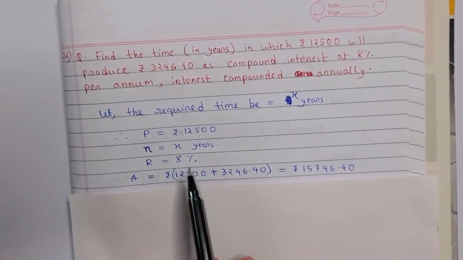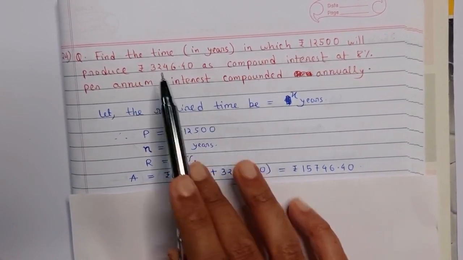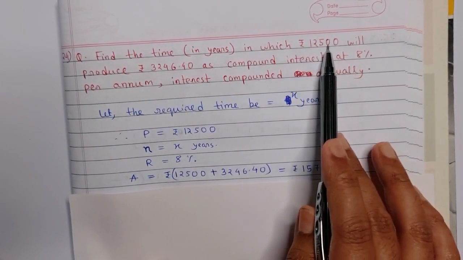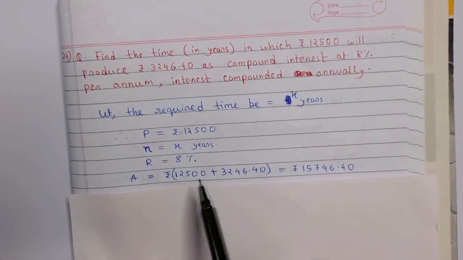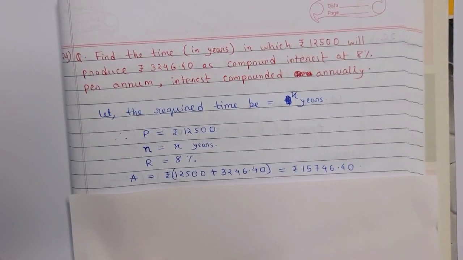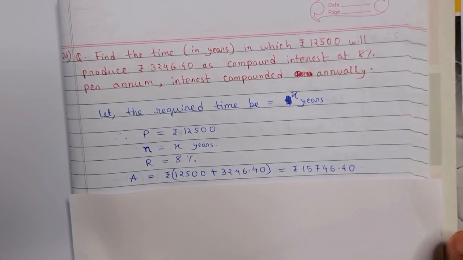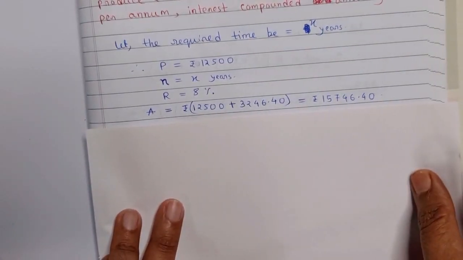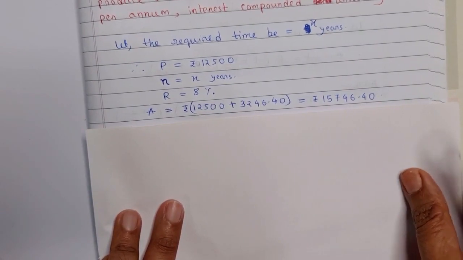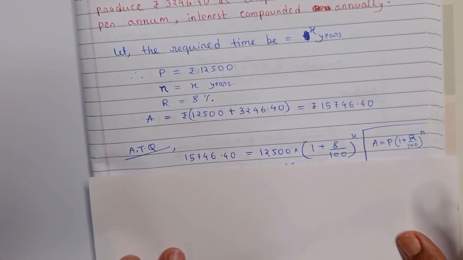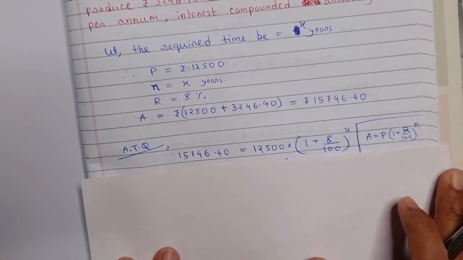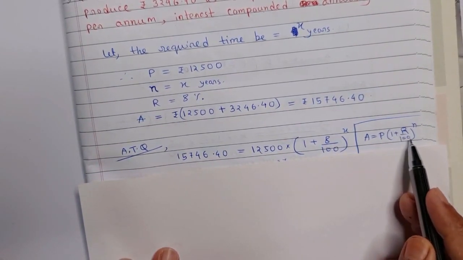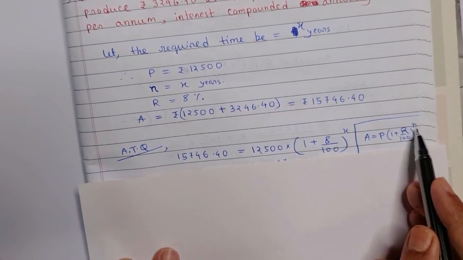Amount is principal plus interest. In the question this was given as interest and this as the principal. Simply add them, and you will be getting the amount. The reason we need the amount is that the compound interest formula requires the amount. It doesn't give the compound interest directly. Now let's do the ATQ. I hope you remember the formula. A, the amount, is equal to principal into (1 plus R by 100) whole to the power time.